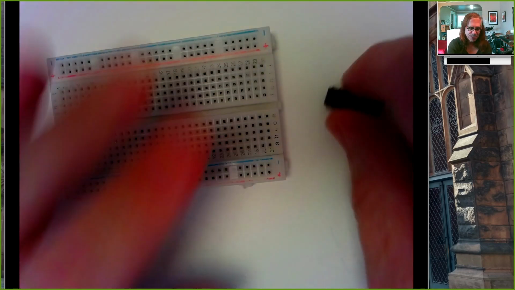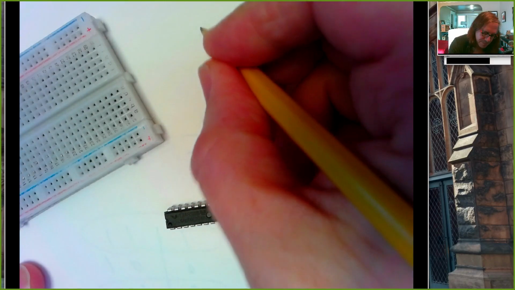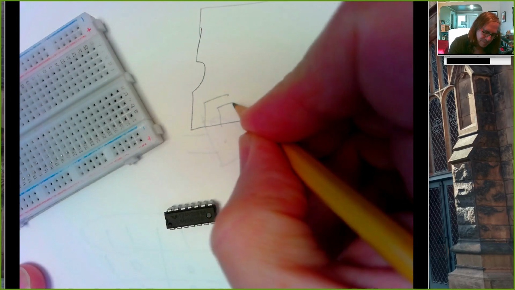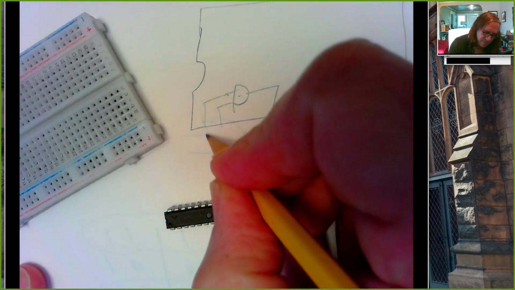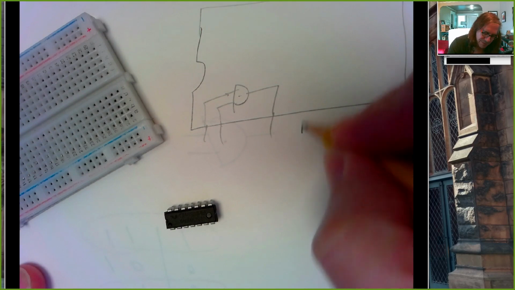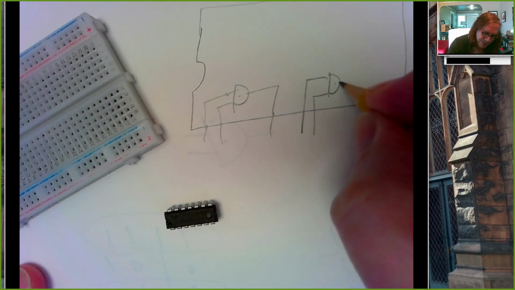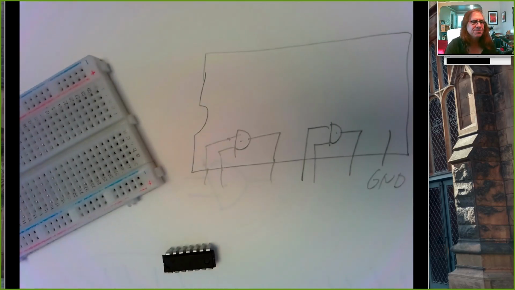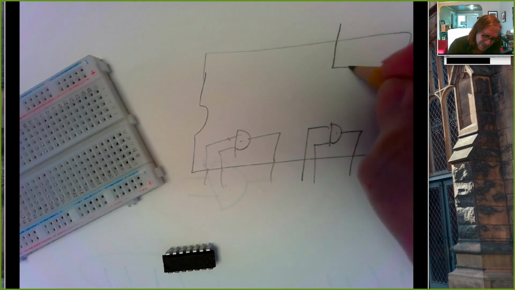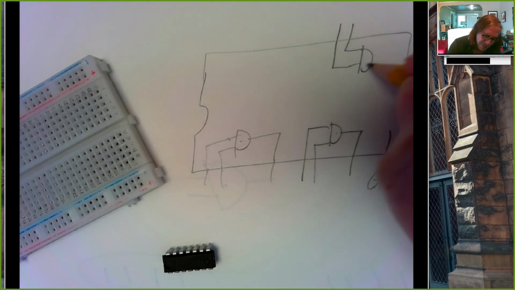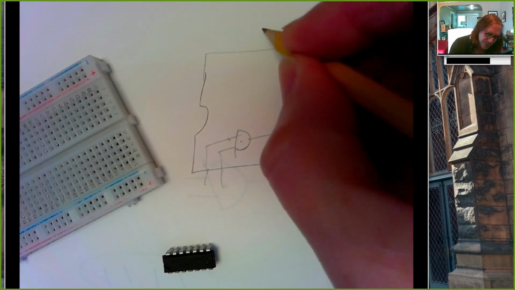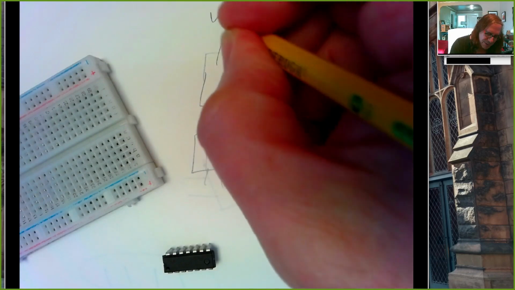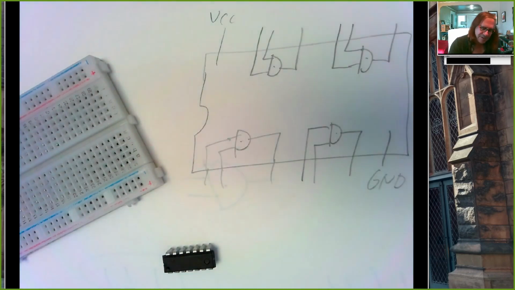And the way this works is it's got 4 AND gates inside. So there's 3 legs. Here's another 3 legs. And then here's a connection that we make to ground. That goes to 0 volts. And then here's another 2 inputs. And those get ANDed and generate an output. And here's another 2 inputs. And they get ANDed and generate an output. And then here's a connection to positive 5 volts.